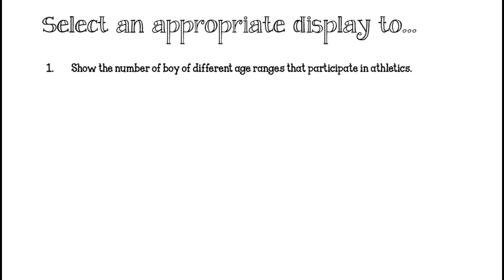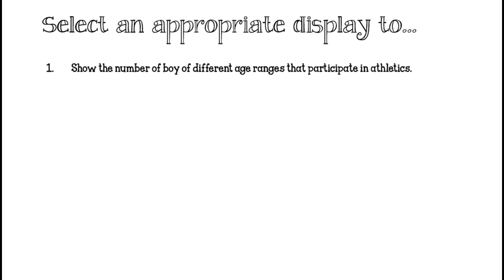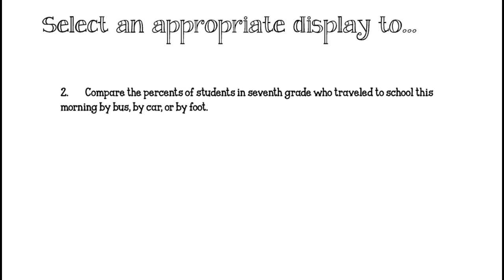Number 1, select an appropriate display to show the number of boys of different age ranges that participate in athletics. Ranges being the key word there, so this would be a histogram because we're talking about intervals. Number 2, select an appropriate display to compare the percents of students in 7th grade who traveled to school this morning by bus, car, or by foot. And that would be, again, we're talking about percents, so that would be a circle graph.